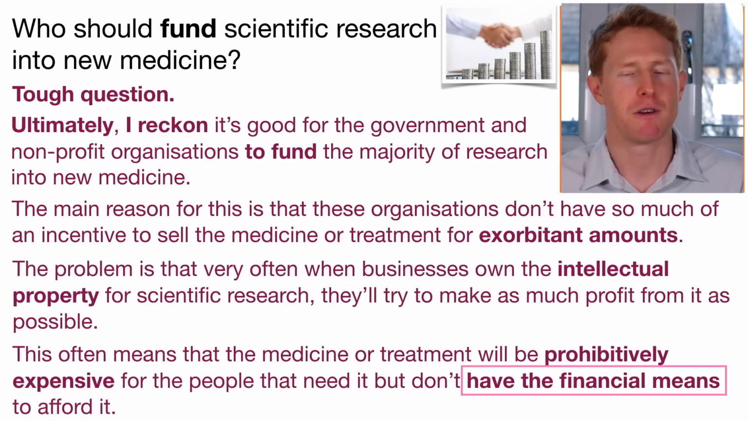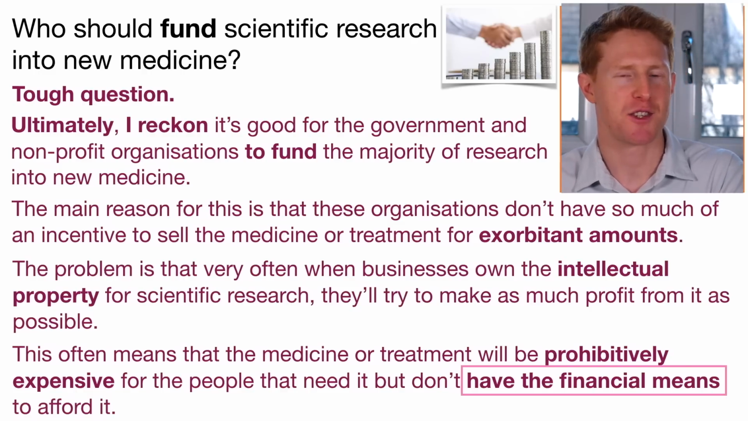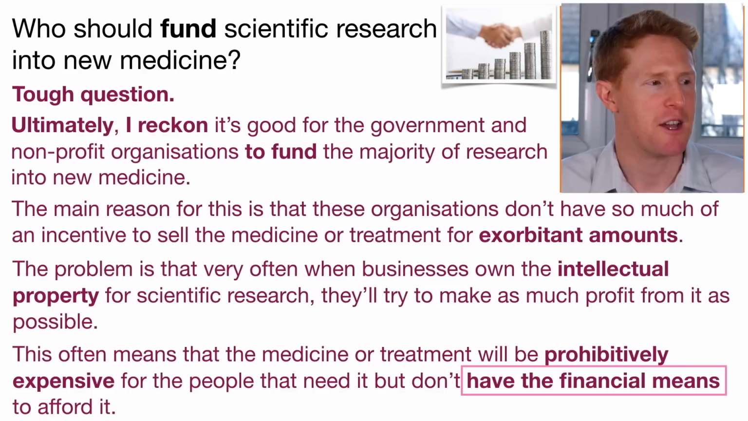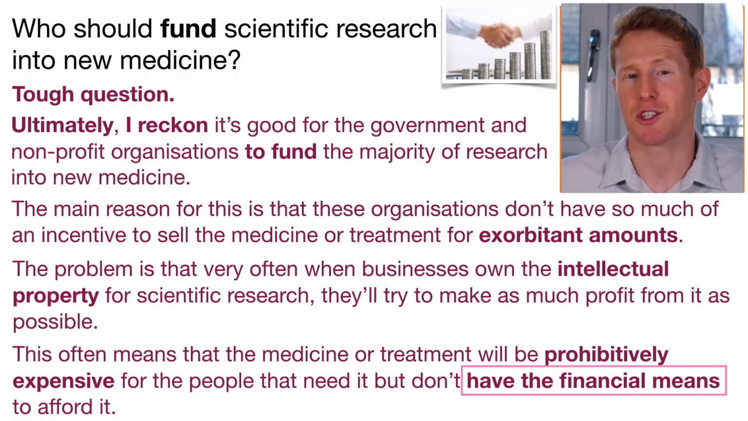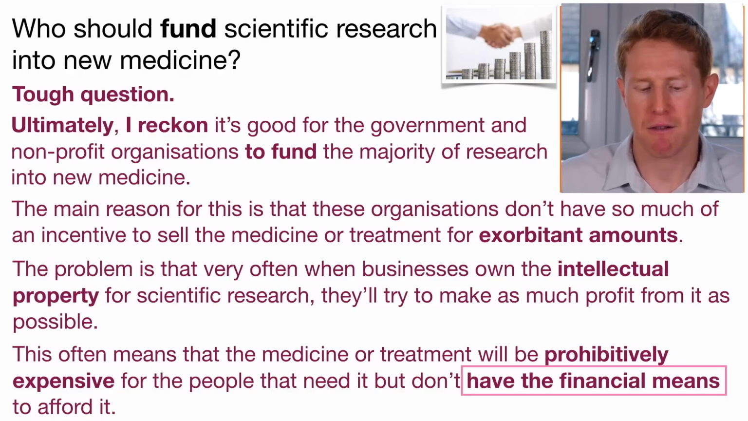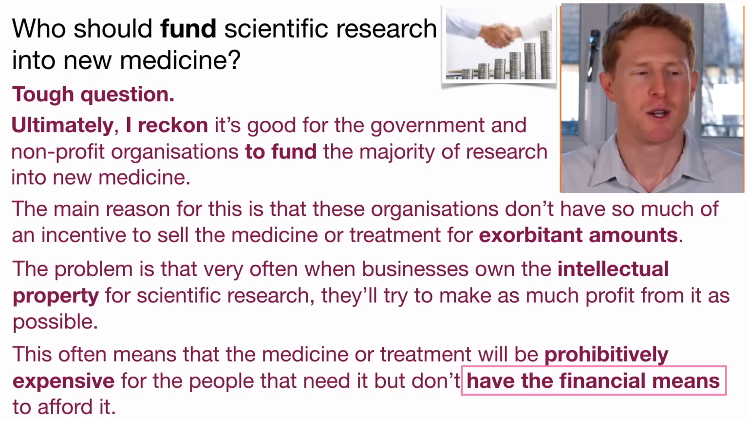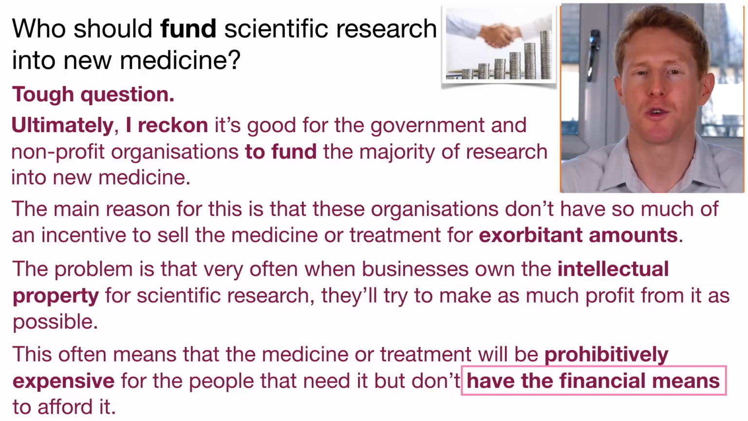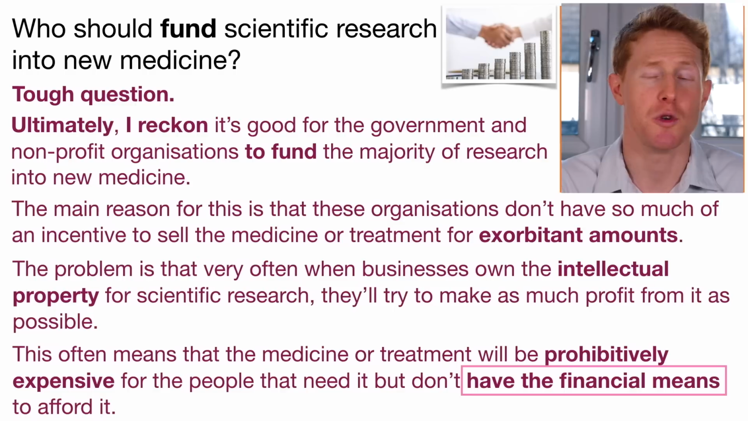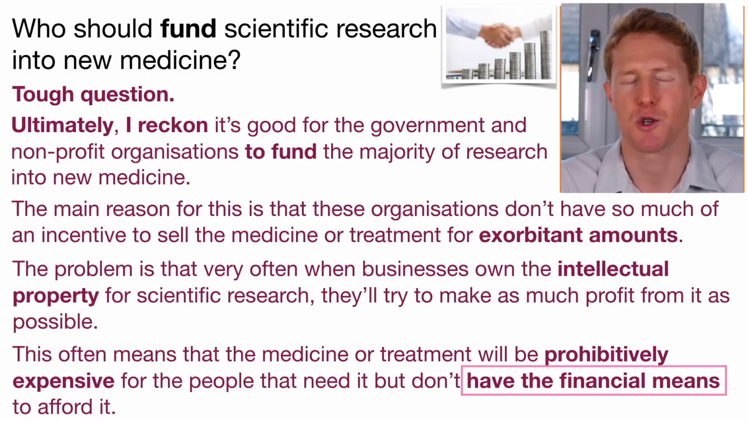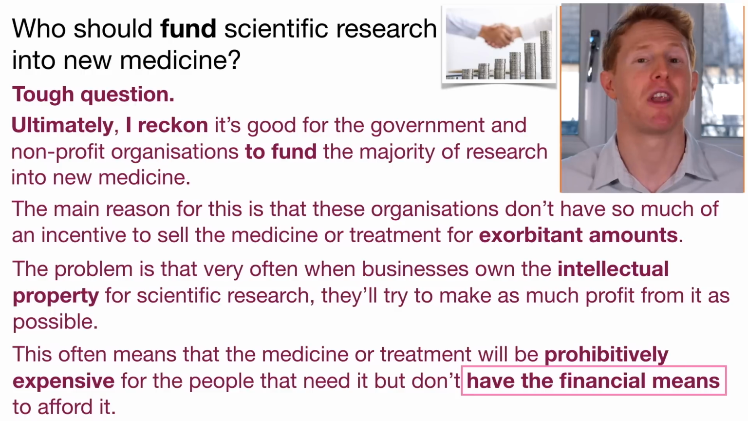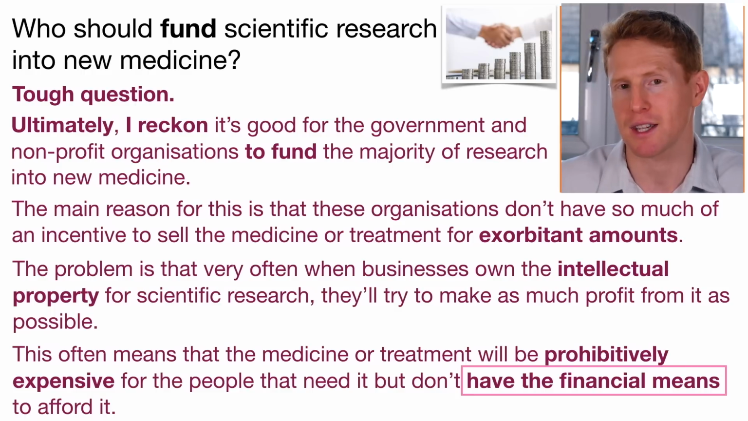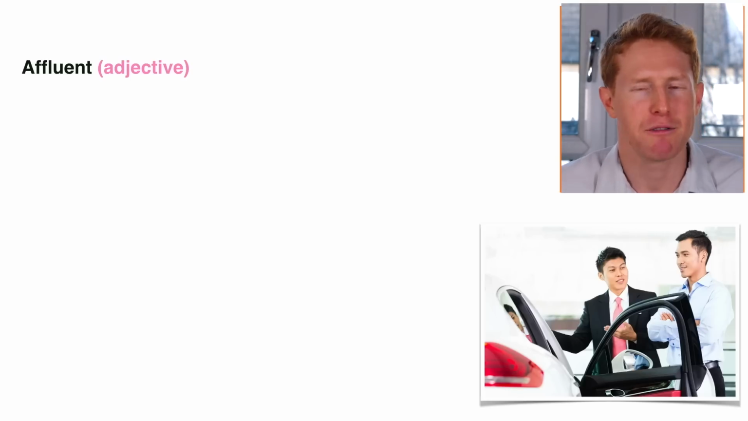We've got have the financial means. So to have the financial means is that you have enough money to do something. For example, some parents hope that they have the financial means to pay for their children's university education. To have the financial means to pay for something means to have enough money to be able to pay for that thing. All right. The next word is affluent.